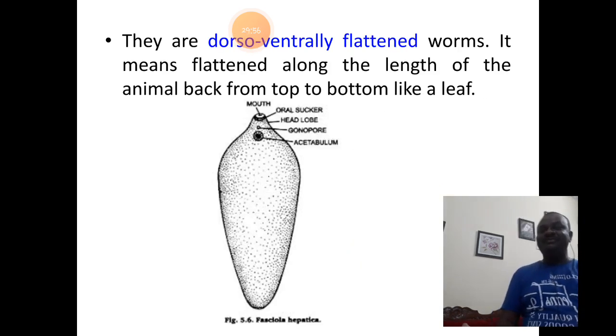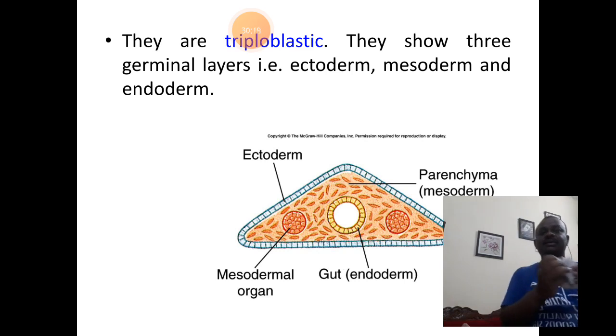bilateral symmetry. Then the body of the organisms, when we look at it, is dorsoventrally flattened. All flatworms show a dorsoventrally flattened body. Hence the body appears to be either leaf-like or ribbon-like or paper-like. It is flat, plate-like.